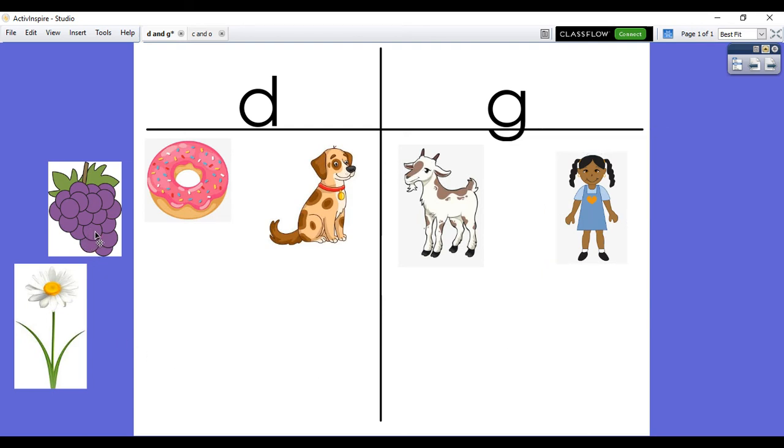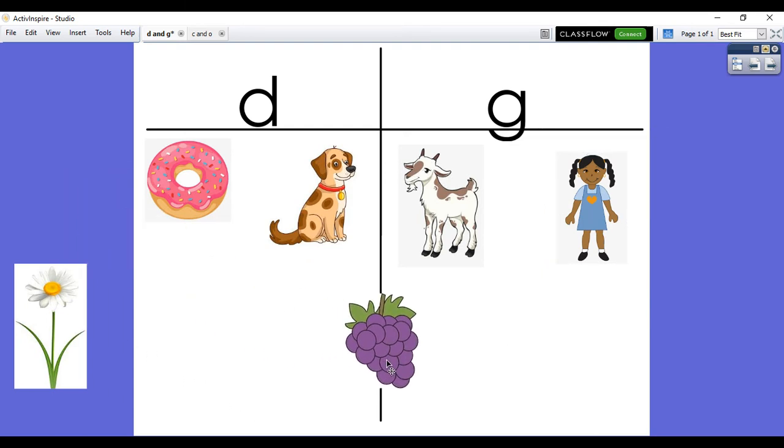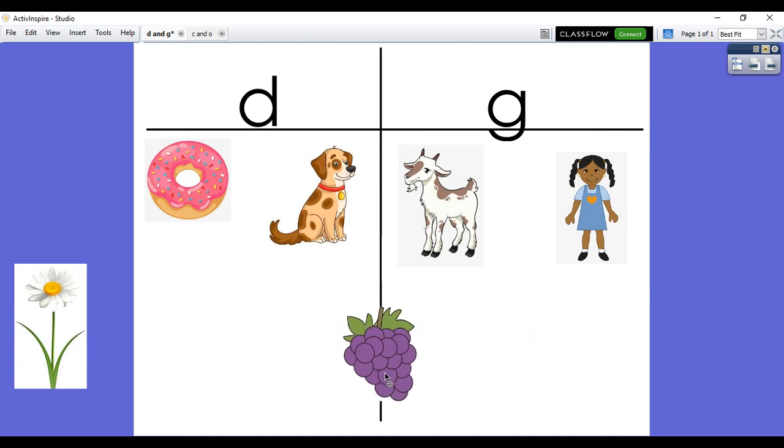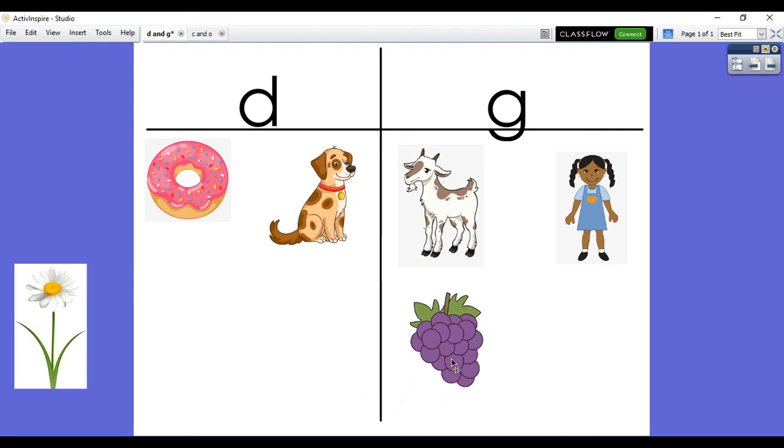What about the word grapes? Say that word to yourself. Grapes. Does it start with D or G? Grapes starts with the G sound. So I'm going to put it under the letter G because G says G.